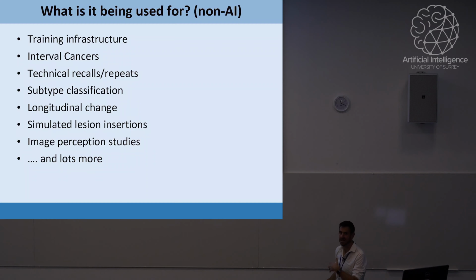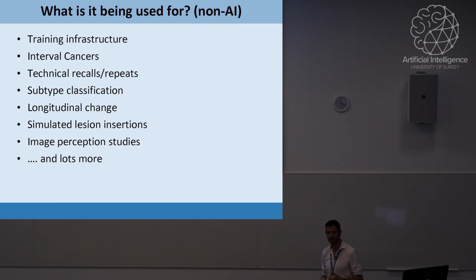But obviously, that's moved on somewhat. So right now, these are non-AI uses. I thought I would just highlight a few of these. So we're using it as a training infrastructure. We're using it to look at things called interval cancers, which are cancers which occur between screening rounds. And these are really interesting cancers because they should have possibly been detected at the previous round.